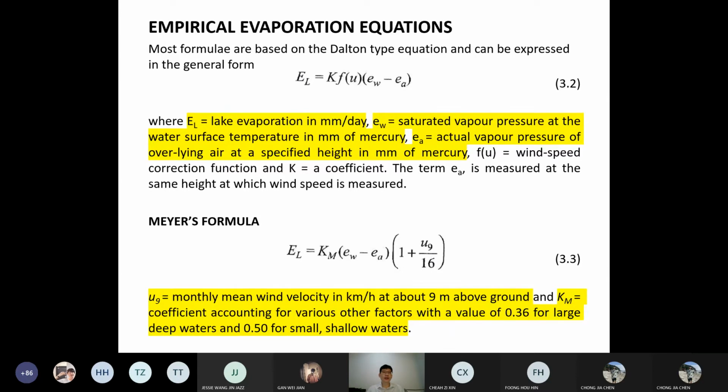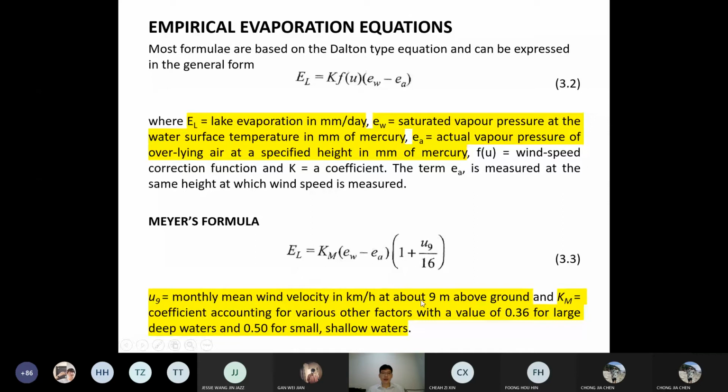An empirical equation is an equation proposed based on experience from lab data. So if we want to use the empirical method to estimate the lake evaporation in mm per day, we need the saturated vapor pressure EW minus EA, the actual vapor pressure. And we consider the wind effect as well, f(u) wind speed, and we have a coefficient K. Mayer agreed with this general formula and further refined it.